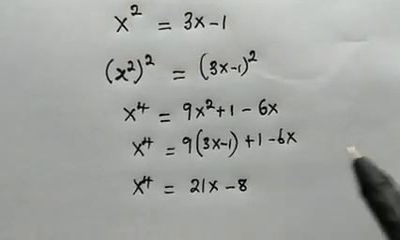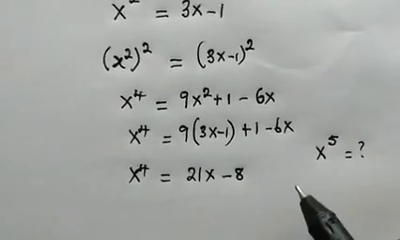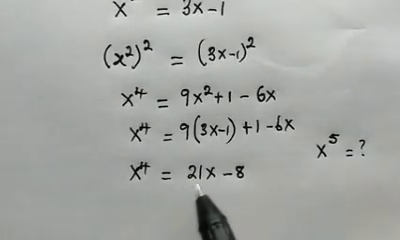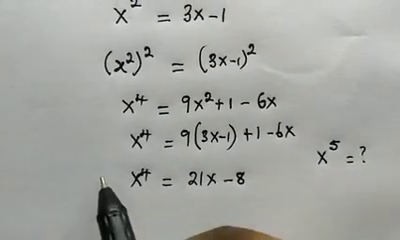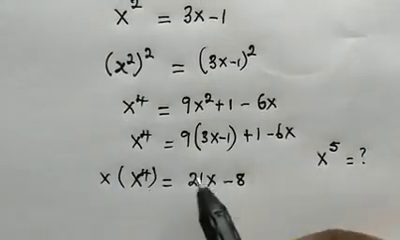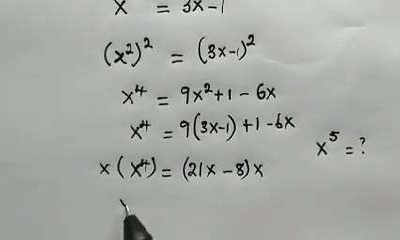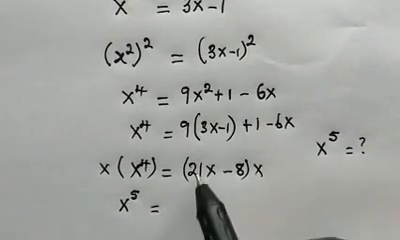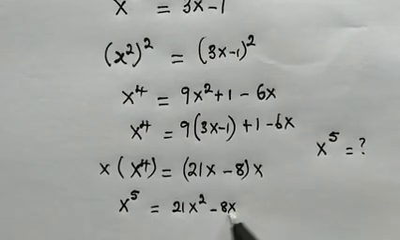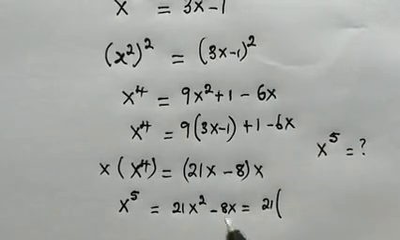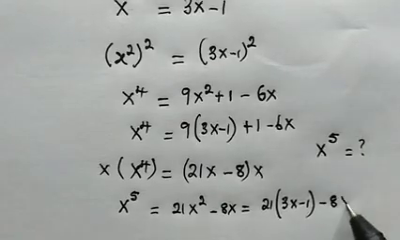Okay, now recall we are asked to evaluate x to the power of 5, right? So how can we get the value for x to the power of 5 in terms of x? We're going to multiply both sides by just x. So x times x to the power of 4 will give us x to the power of 5. This will be equal to 21x times x, which will give us 21x squared, minus 8x. So this will be equal to 21 into brackets, x squared is 3x minus 1, then we have minus 8x.